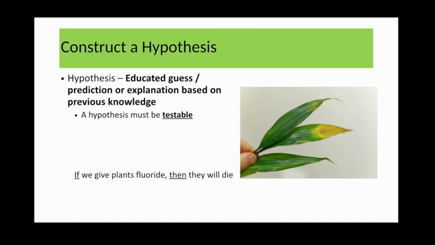So you want to make sure you're asking the right questions that can lead to testable hypotheses. And if that's what you're doing, then you're probably asking the right questions. Then you can construct that hypothesis, make sure it's testable. So for example, if I said, if we give plants fluoride, then they will die. That's just a simple, crude example, but I can measure if they die. Perhaps a better example would be, if we give plants fluoride, then their photosynthetic ability will be inhibited.